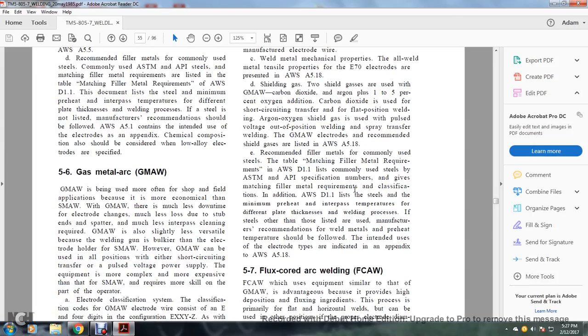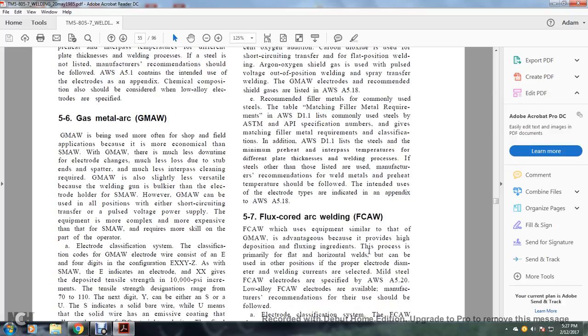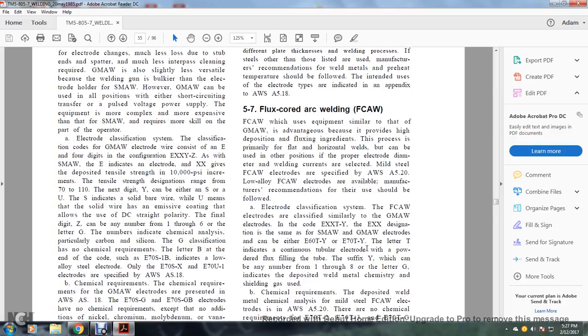The recommended filler metal for commonly used steels is given in the table of matching filler metal requirements of American Welding Society D1.1. It lists commonly used ASTM and American Petroleum Institute specifications to give the matching filler metal classification. In addition, American Welding Society D1.1 lists the minimum preheat and interpass temperature for different plate thicknesses and welding processes. If the steels are other than those listed, the manufacturer's recommendation for preheat temperature should be followed. The intended use for the electrode types is included in Appendix A of American Welding Society A5.18.